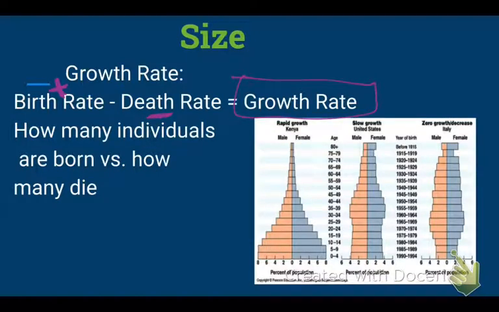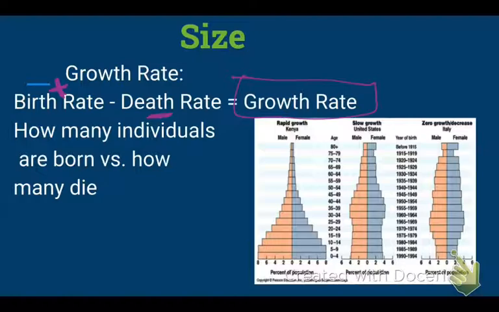You can't just look at birth rate because if you have more people who are dying than being born, even though you still have individuals being born into the population, your population as a total is going down if your death rate is higher.